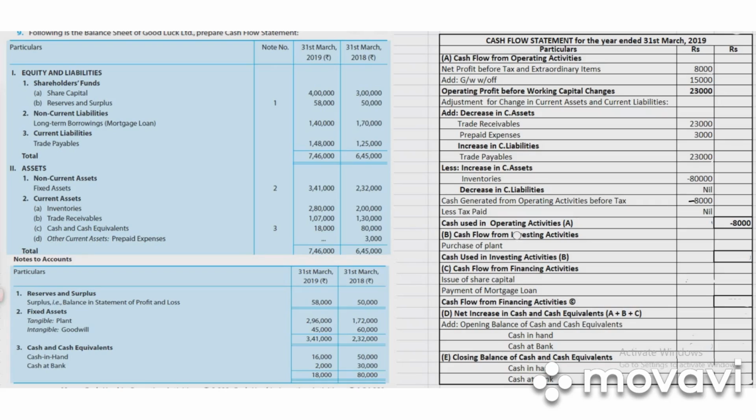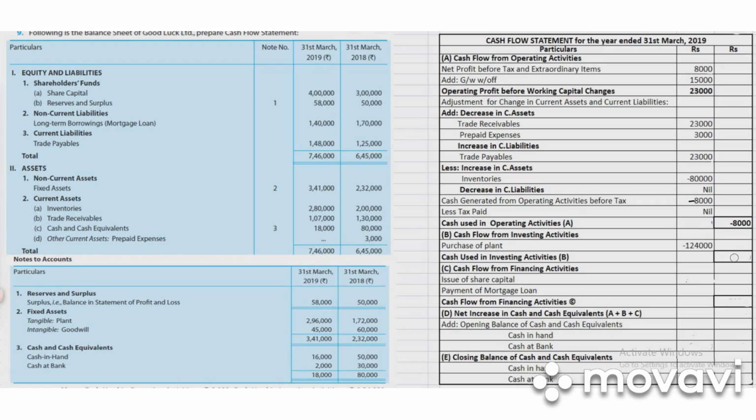First we give the heading cash flow from investing activity, then we write purchase of plant. Of course it is cash outflow. When we purchase plant, we pay money, so it is going out. So it will be coming as a minus item, so we put it here. You subtract, you will get 1,24,000. So 1,24,000 we have written.